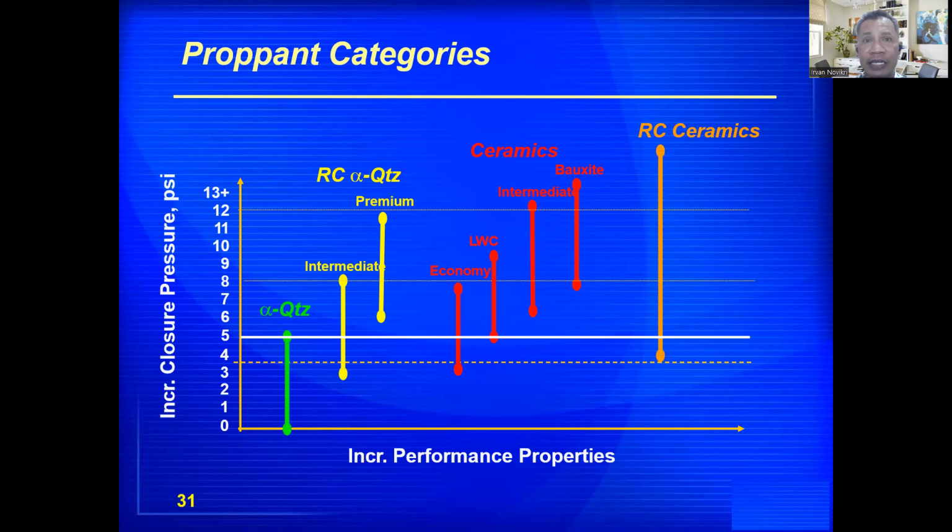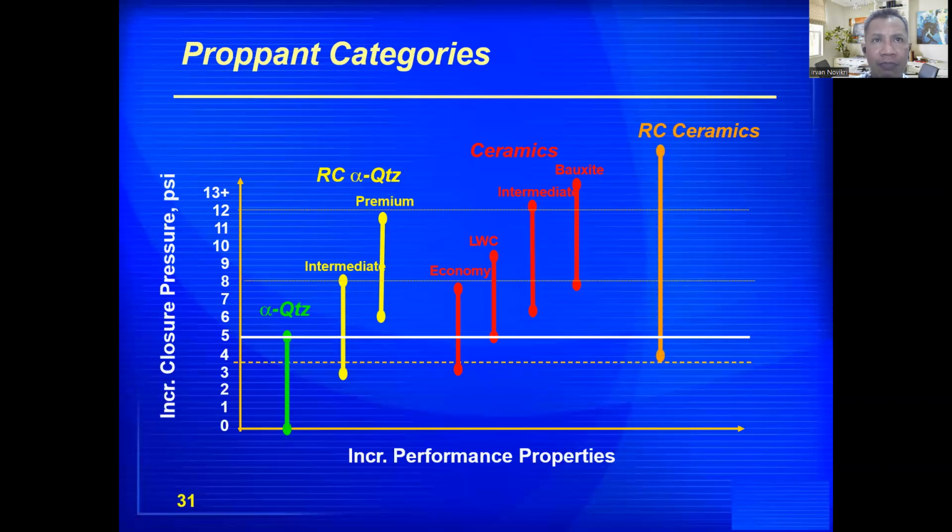If you look at the alpha quartz, you are looking at anywhere from 8 to maybe 10 cents a pound at the wellhead, which takes into consideration selling it from the mine, all the transportation costs, and then the service company's profit margin as well. By the time you get to the resin coated ceramic, some of these are above $1.10 to $1.15 a pound at the wellhead.